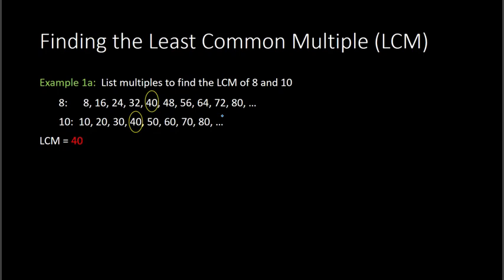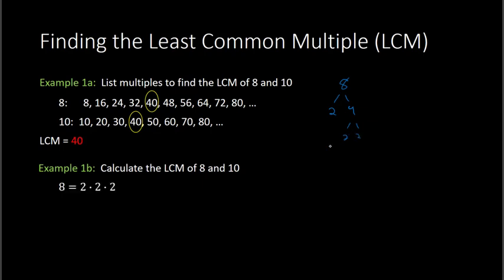Now we don't want to have to list all the multiples every time because that's going to be very tedious, especially when you have large numbers. Okay, so we want a quicker way to be able to do this. So the way to do this is we take the 8 and the 10 and we find the prime factorization of each of those. So 8 would be 2 times 4, 4 is 2 times 2, so 8 would be 2 times 2 times 2. 10 can break down just as 2 times 5, and that's it.